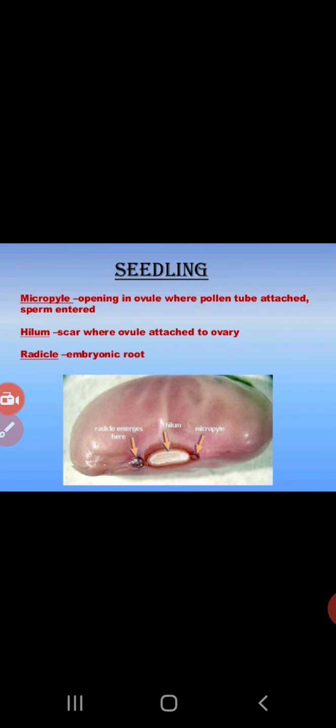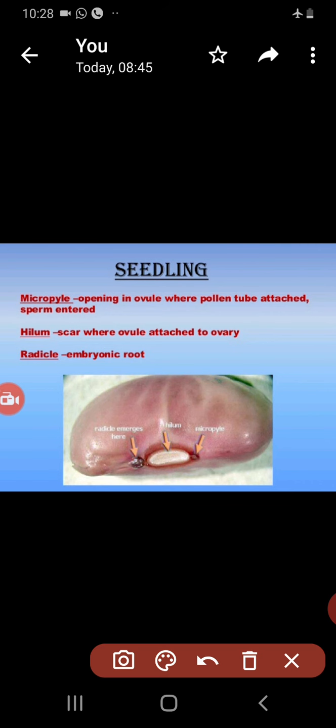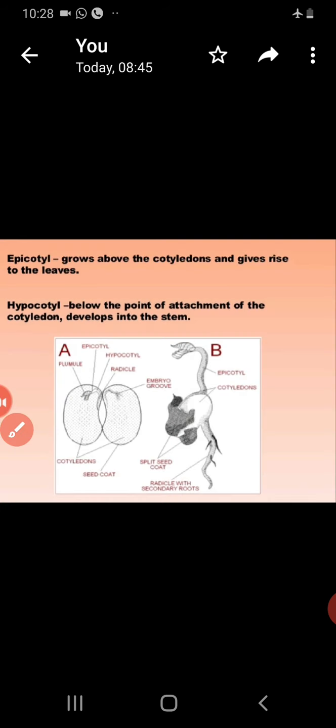Now coming to the structure of the seedling. When the seed develops, what type of structure is there? It has a special structure, that is the micropyle. This micropyle is the opening in the ovule where the pollen tube attaches and the sperm enters. So this is the entry point. Then the hilum is a scar where the ovule is attached to the ovary. And the radicle is the embryonic root, meaning from this part the root develops.